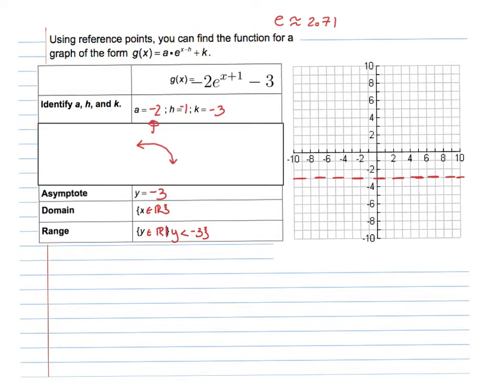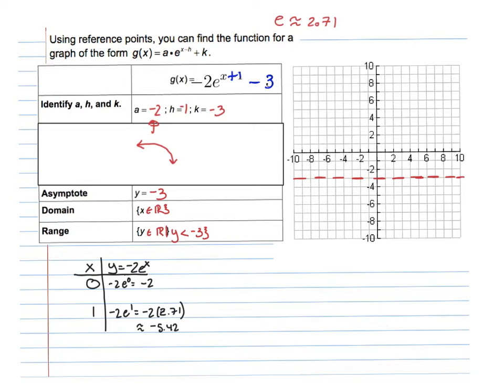So we do the same thing. We're going to do a t-table. We're going to get better at these t-tables. And 0 and 1, and we're going to use this as our main function, and then our vertical and horizontal shift, which are the +1 and the -3, we'll do after these points. So we're going to have -2 e to the 0, which is just going to be -2. -2 e to the 1, that is -2 times positive 2.71, which is approximately -5.42.